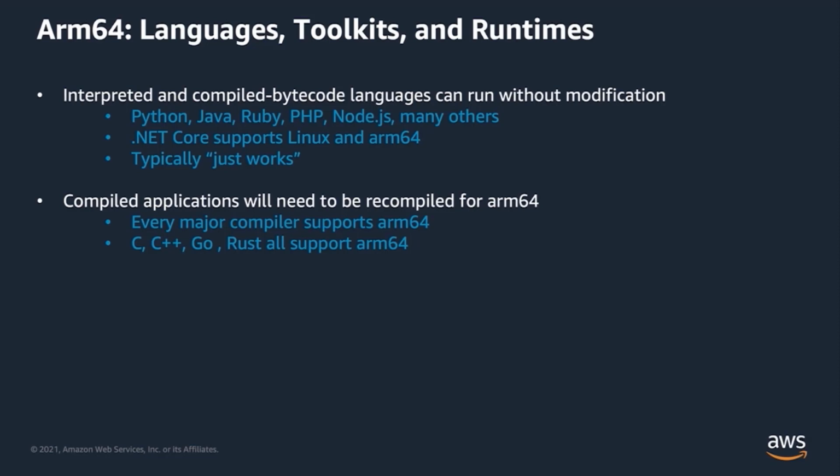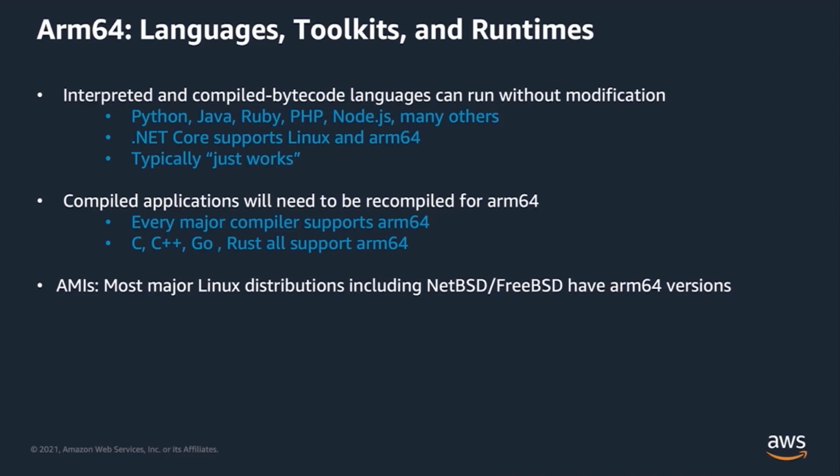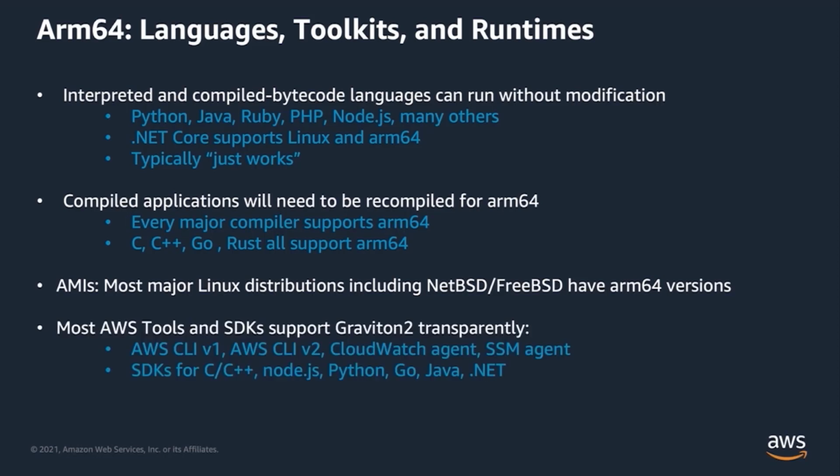For compiled applications, they will need to be recompiled for ARM64, but the good news is every major compiler supports ARM64. And the most popular compiled languages such as C++ and Go all support ARM64 out of the box. For AMIs, the majority of Linux distributions, including BSD variants, have ARM64 versions. And our own AWS tools and SDKs work transparently on Graviton2-based instances, including things like the AWS CLI and the SSM agent.